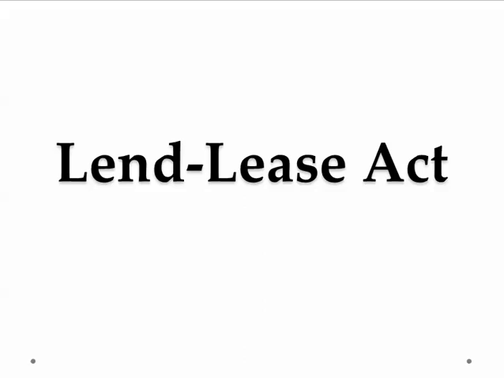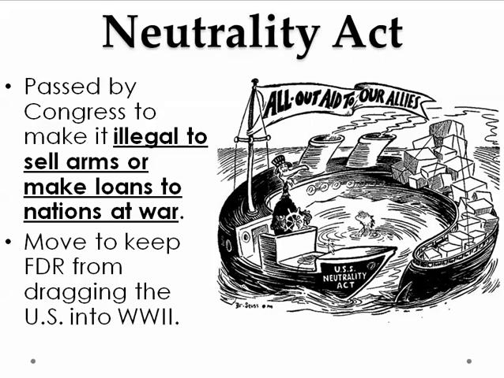Let's talk about the Lend-Lease Act first. Lend-Lease, if you recall, is going to be a cash and carry program where FDR tries his darndest and earnestly to get Congress to reverse those neutrality acts we talked about in one of our previous videos. Congress didn't want FDR going and getting involved in this war in Europe, so they passed these neutrality acts. There were three of them, I believe, that made it illegal to sell or make loans to nations at war. And so this is going to keep FDR from sending aid to Great Britain.